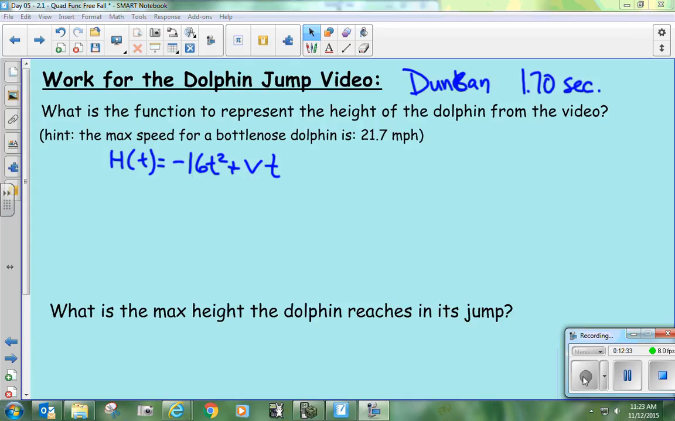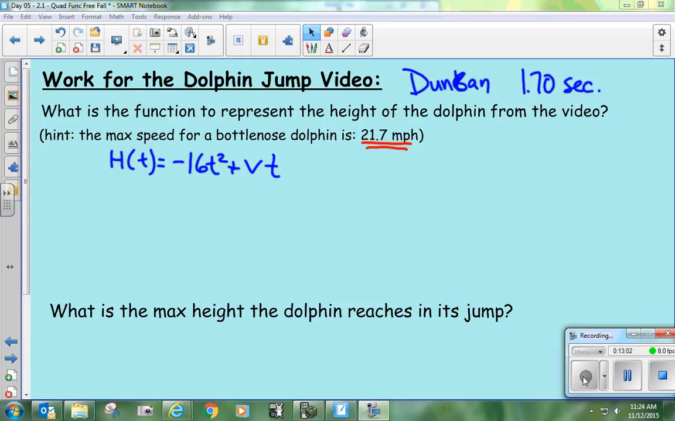I actually looked up the max speed for a bottlenose dolphin: it's 21.7 miles per hour. We can convert that to feet per second. Or better yet, we can use our time to figure out the velocity Duncan was going. We should do that, because I don't know if he's actually going the max speed. Maybe he's going a little bit slower, maybe a little bit faster. So let's figure that out, and then we'll figure out what the max speed is and see if he was actually beating that or not.